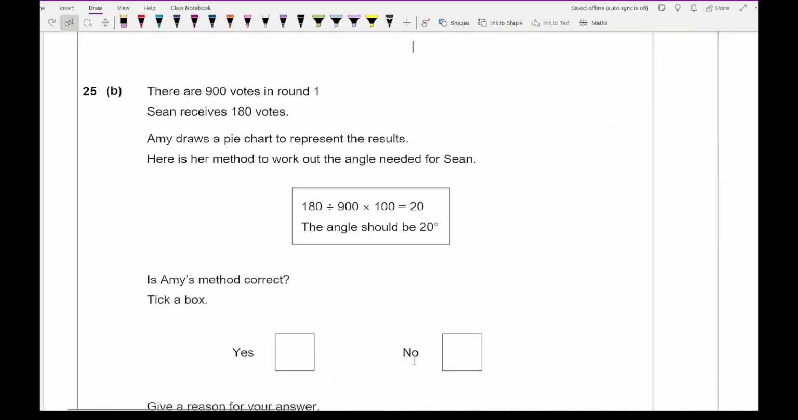It then says there are 900 votes in round 1. Sean receives 180 votes. Amy draws a pie chart to represent the results. Here is her method to work out the angle needed for Sean. Is Amy's method correct?